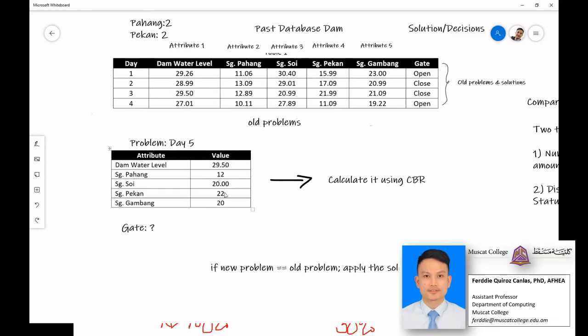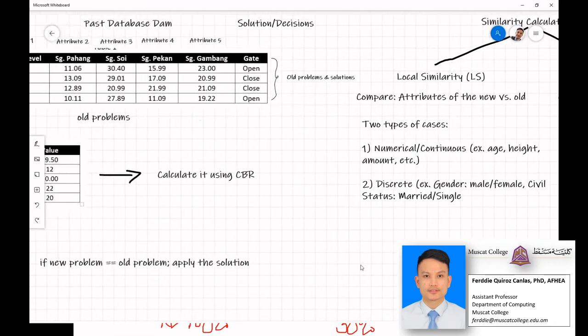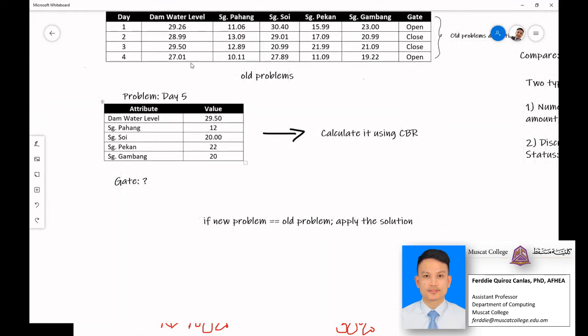How similar is this to this? Then same thing for Pahang here. How similar is this to Pahang here? So on and so forth. So it means that in the local similarity, we're only trying to compare each dam versus dam, Pahang versus Pahang, soy versus soy. All of the values here, we have to compare with our values here, with the new problem. Okay, so this is our new problem.